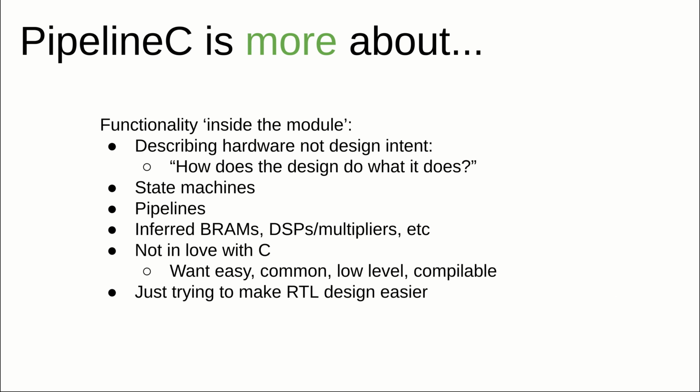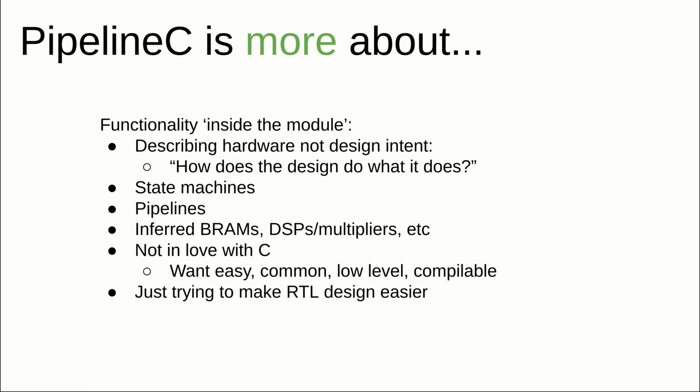Just a few more general thoughts here about what PipelineC is trying to be versus what it might not be. It's more about functionality inside the module, describing the hardware, not the intent, so you can't just say, I want to multiply these two matrices. You're still going to have to write the hardware, some kind of matrix multiplier, and shuffling data into it and shuffling data out.